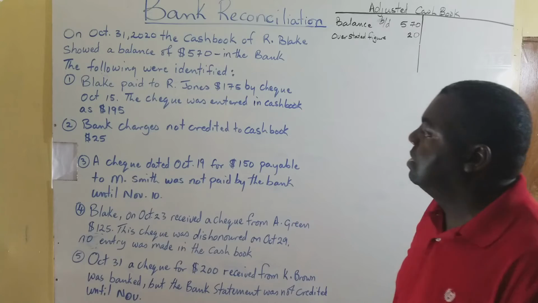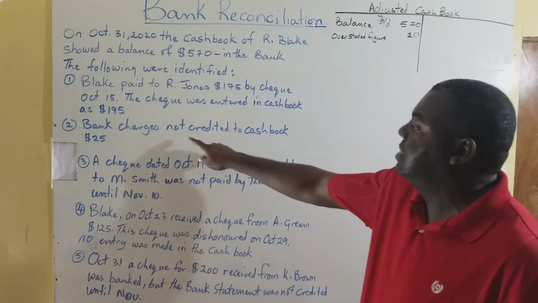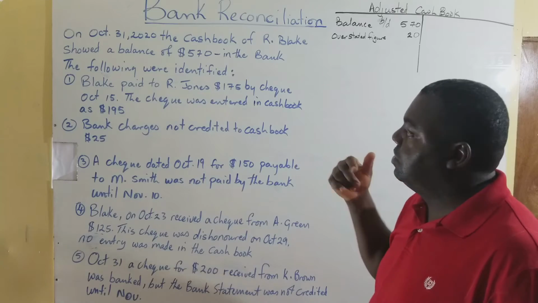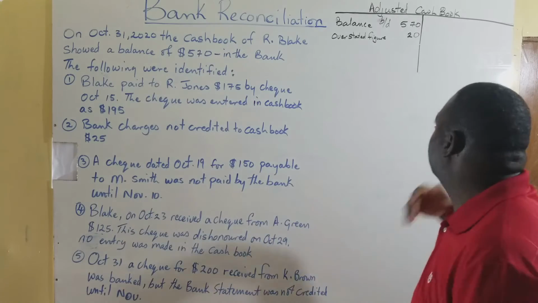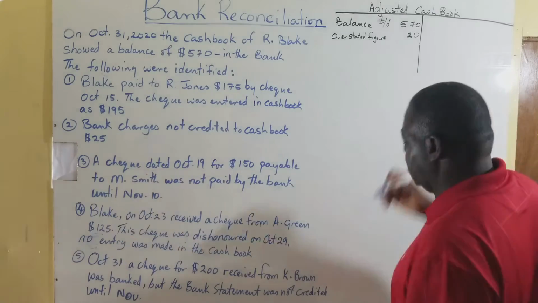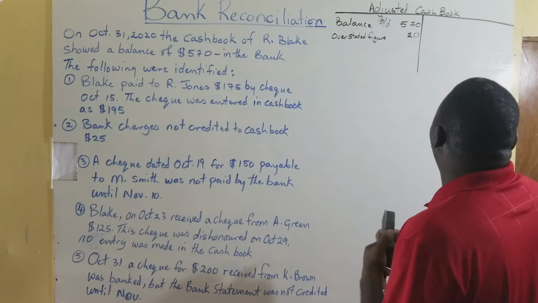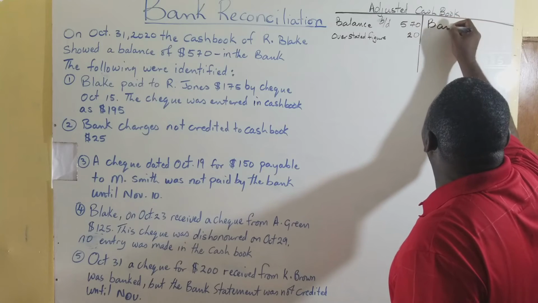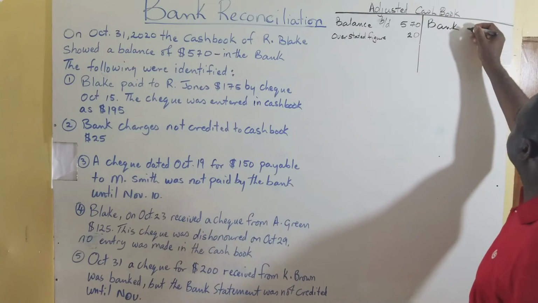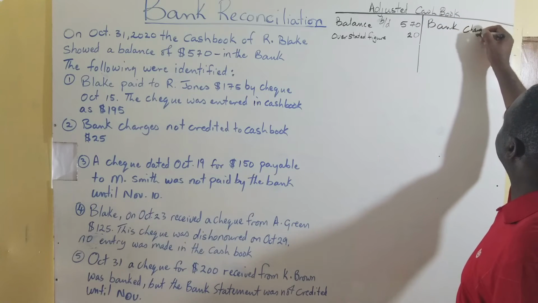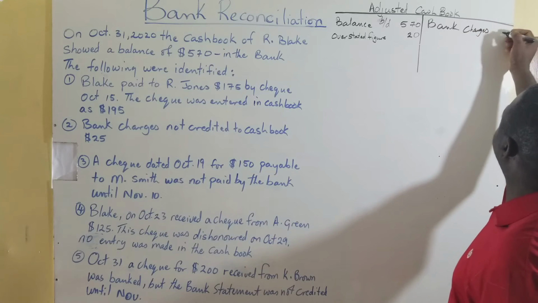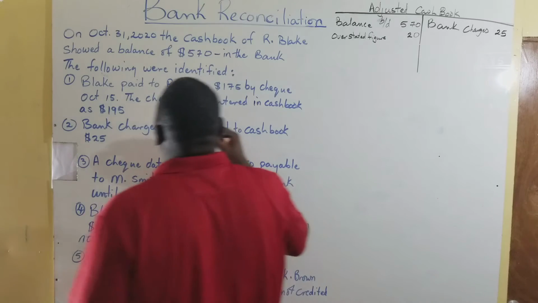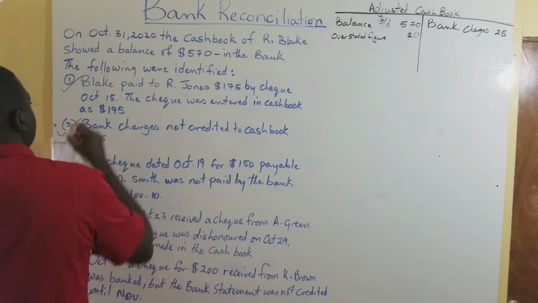Bank charges. They say the bank charges were not credited in the cash book. All right. So it was not credited, so we must now credit it in the cash book. So we're going to do that now. Bank charges, and that amount was $25. Okay, so we have completed 1, 2.